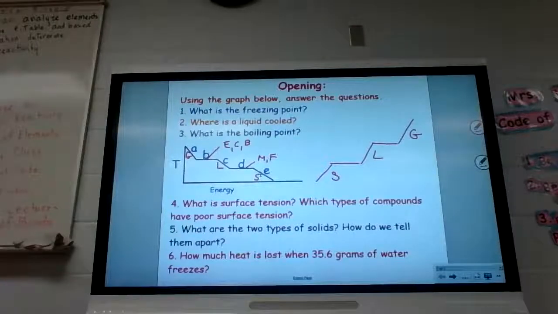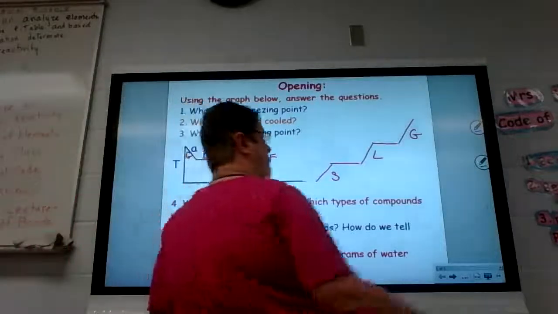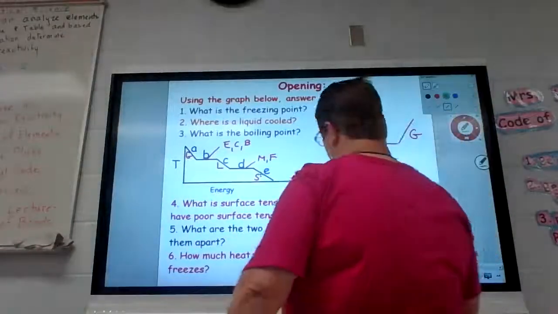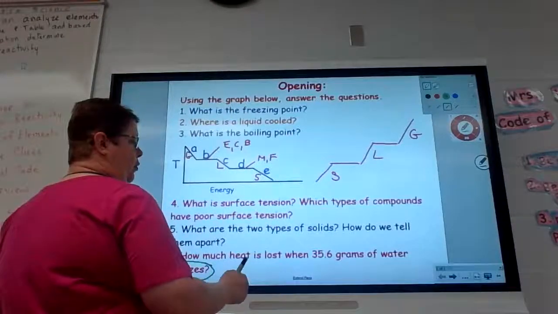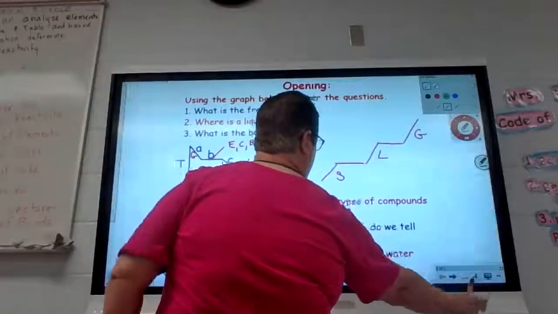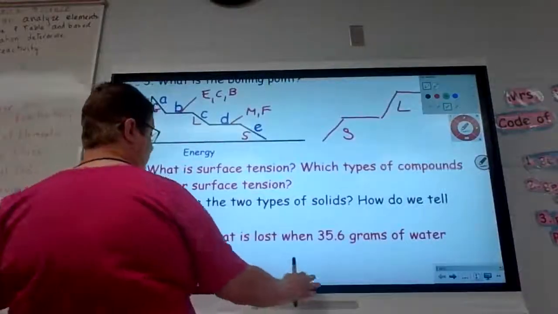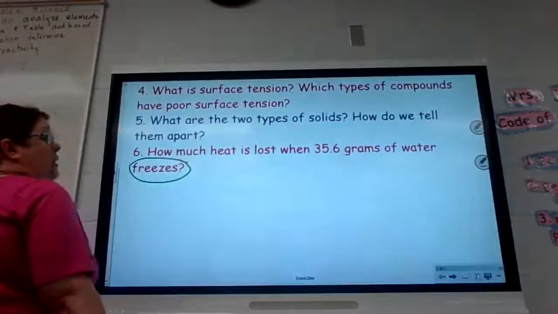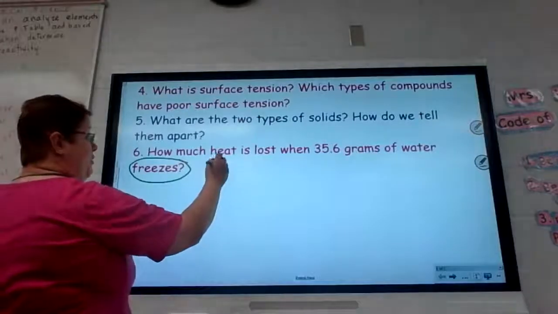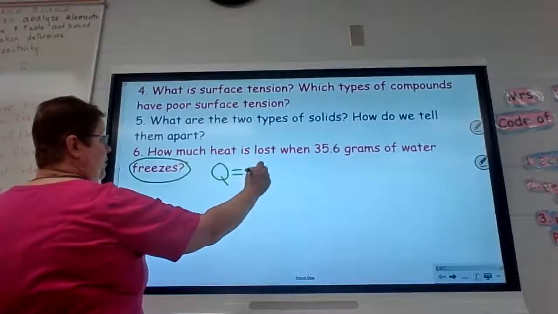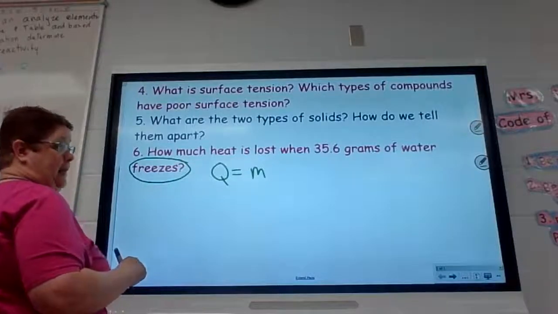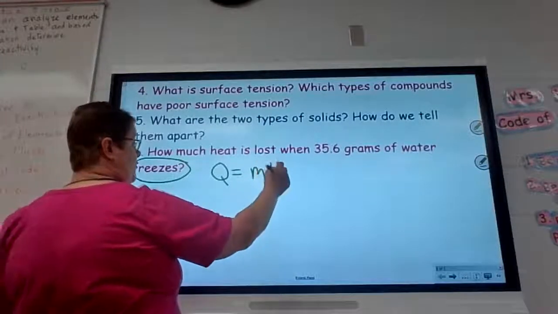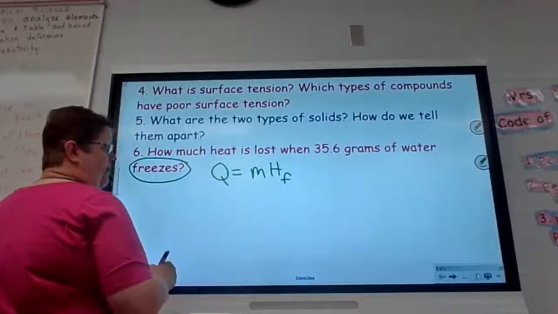All right, and then the last one we have to calculate. What tells us in the question what formula to pick? The word freezes. Now I made it easy in that I didn't include a change of temperature. I didn't even include a temperature, which should jump out at you. That automatically eliminates Cp and delta T. Since it says freezes, we know we need Hf.